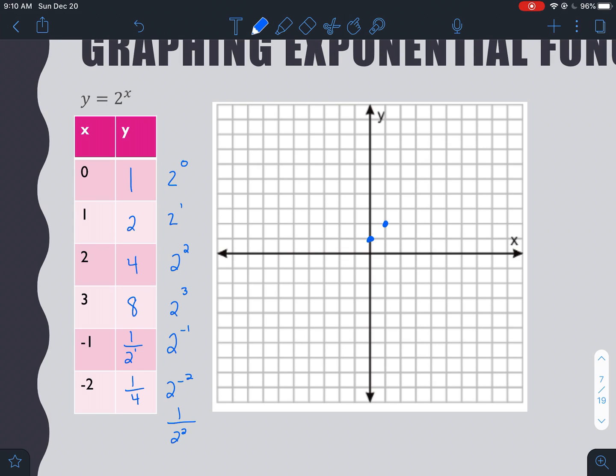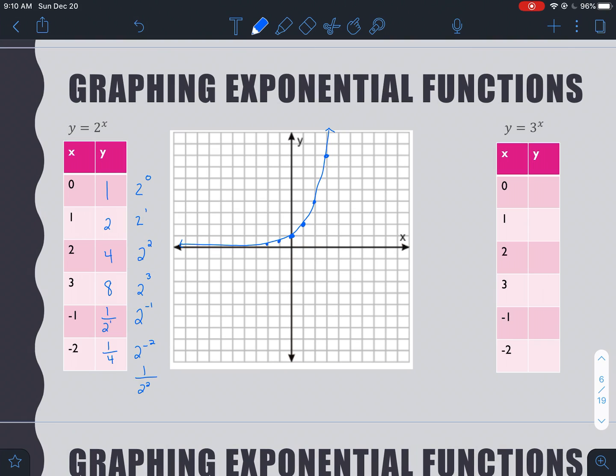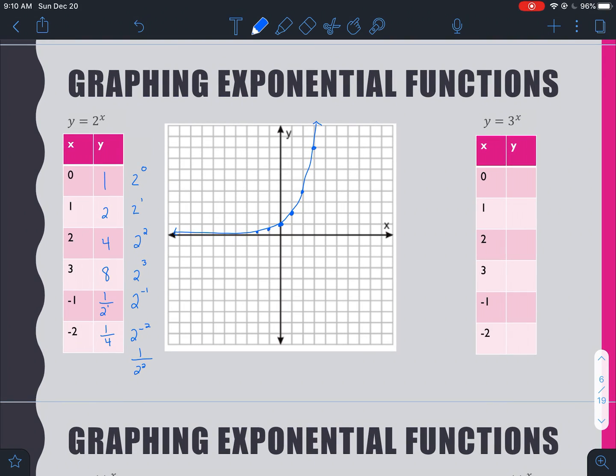So now let's plot those points on our graph. We have the point 0, 1, 1, 2, 2, 4, 3, 8, and then we have negative 1, 1/2, and then negative 2, 1/4. So those would be our points. What this graph ends up looking like is kind of like a ramp. You would start super low, like it's approaching, we're getting really close where x is 0, and then it shoots up to the sky. So I always say that these functions kind of look like ramps.